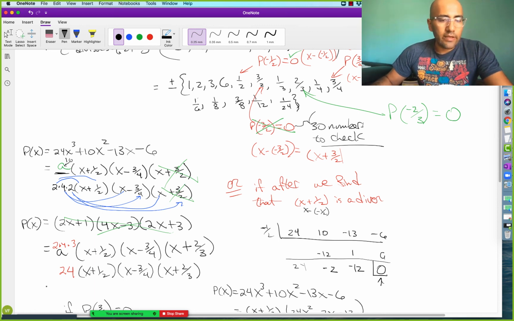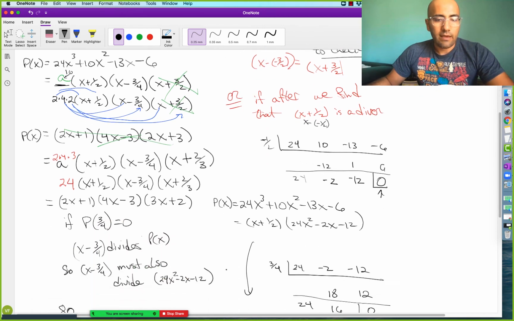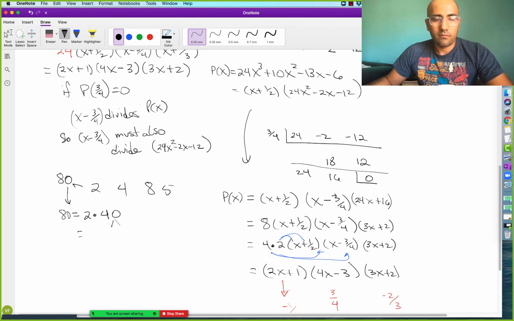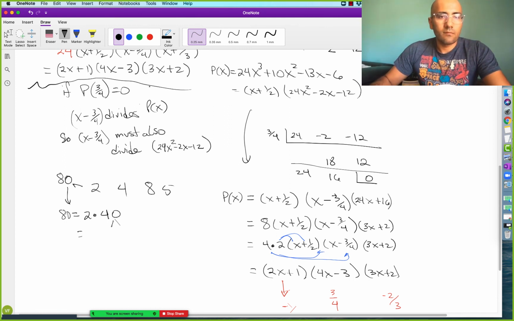And then if we distribute and simplify it, a 2 distributes into the first binomial and we get 2x plus 1. 4 times the middle binomial gives us 4x minus 3. And 3 times this last binomial gives me 3x plus 2. Good. And now that one matches this one. Okay, sorry about that.